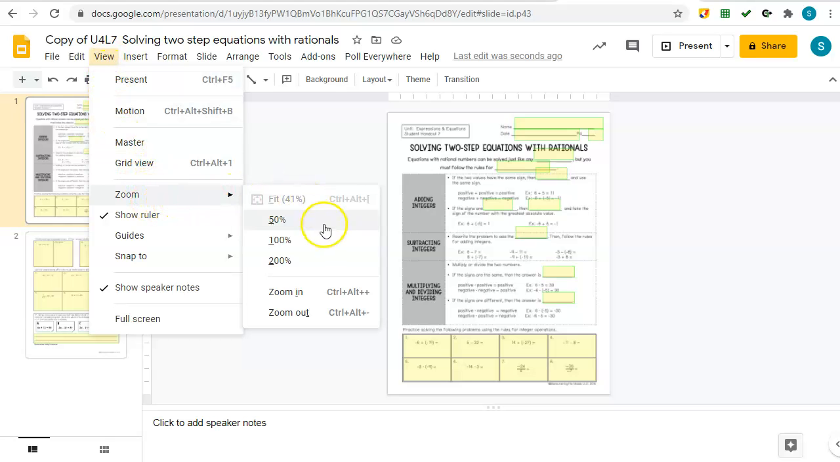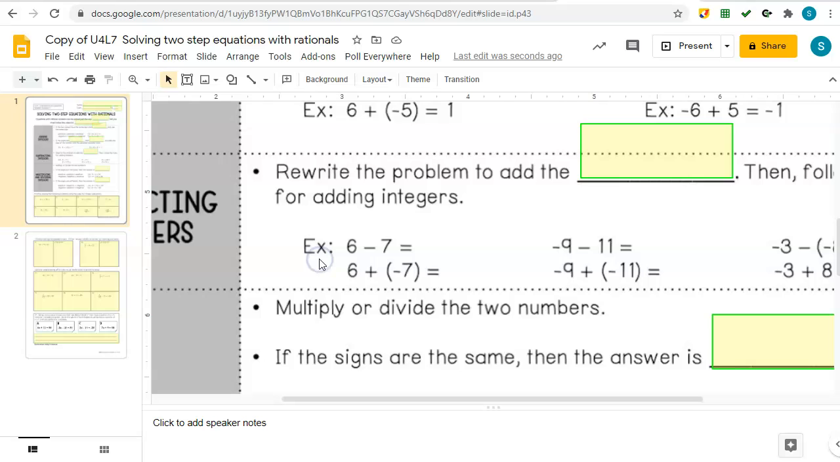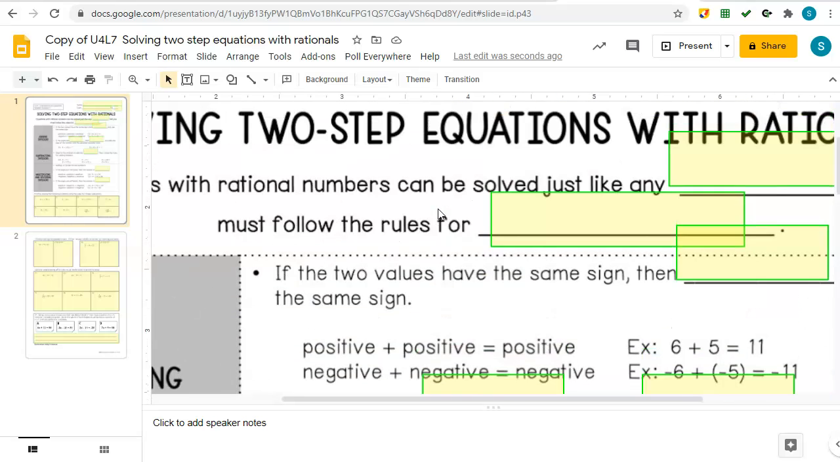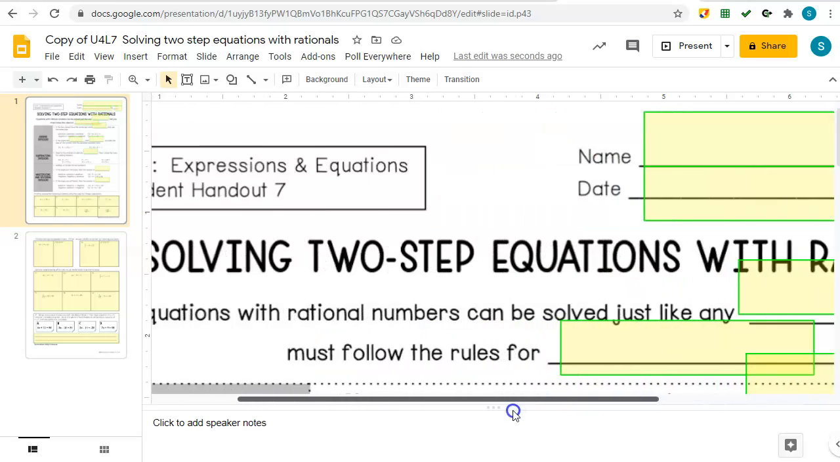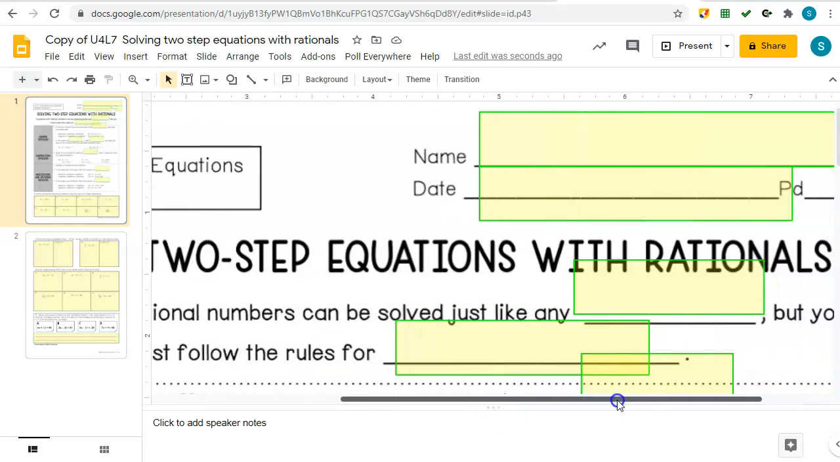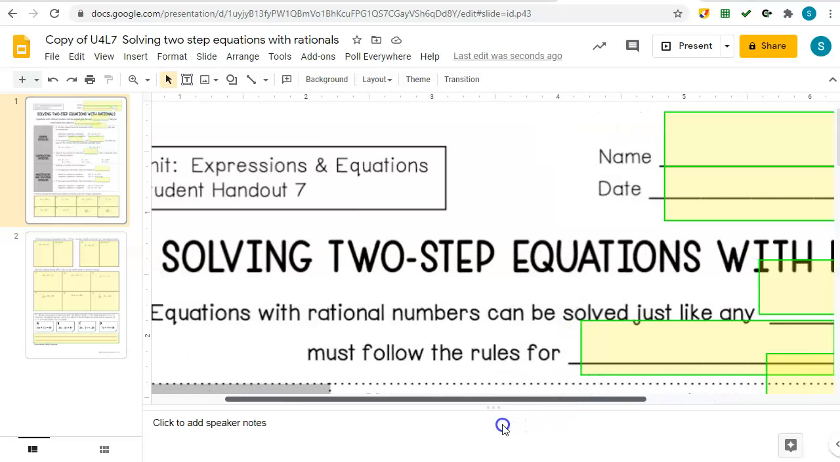Today we are continuing our expressions and equations unit. We've focused on solving one-step and two-step equations. Today we are going to be doing so with rational numbers. That means we're going to put more emphasis on dealing with the fact that the numbers can be signed, they can be fractions, they can be decimals.